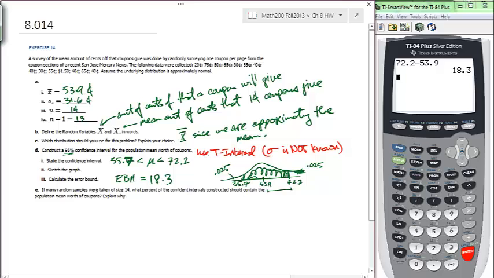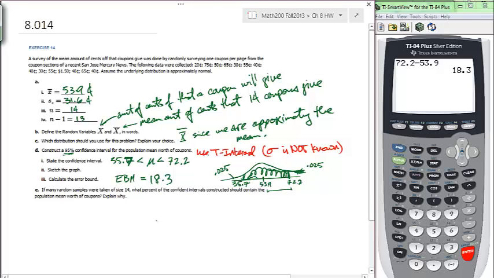If many random samples of size 14 were taken, what percent of the confidence intervals constructed should contain the population mean worth of coupons? So in this particular problem, they're talking about random samples of size 14. What percent of confidence intervals constructed should contain this population mean of coupons?